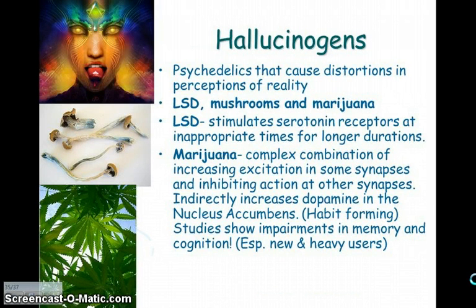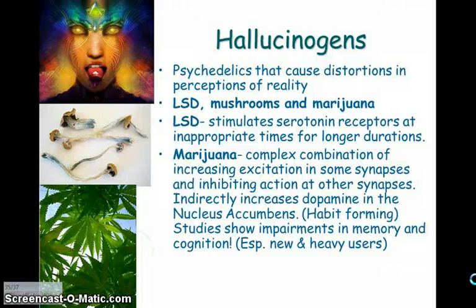Hallucinogens. Basically, we think of hallucinogens as psychedelic drugs because they distort perception within the brain, and so people get reality mixed up. It's a very bizarre way of viewing life. LSD, mushrooms, and marijuana are three different types of hallucinogens. Now, LSD actually stimulates the serotonin neurotransmitter receptors for longer amounts of time in the brain, again causing distortions in perception.